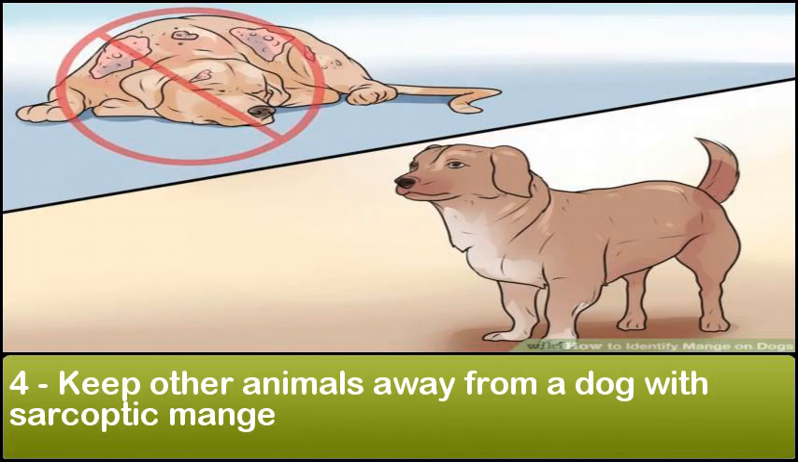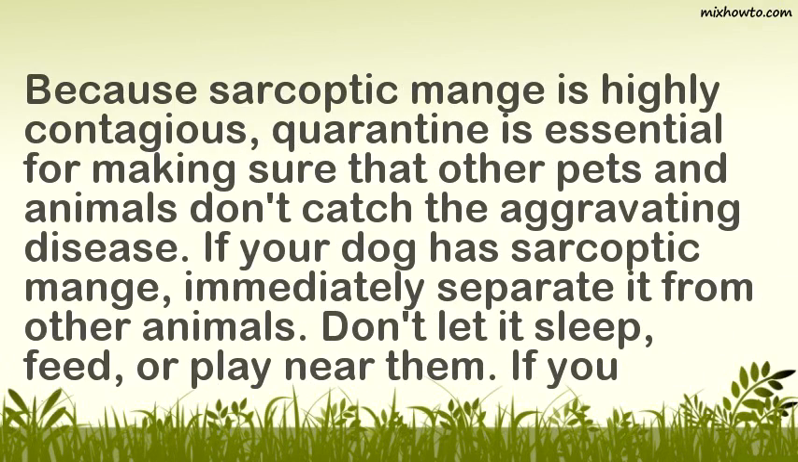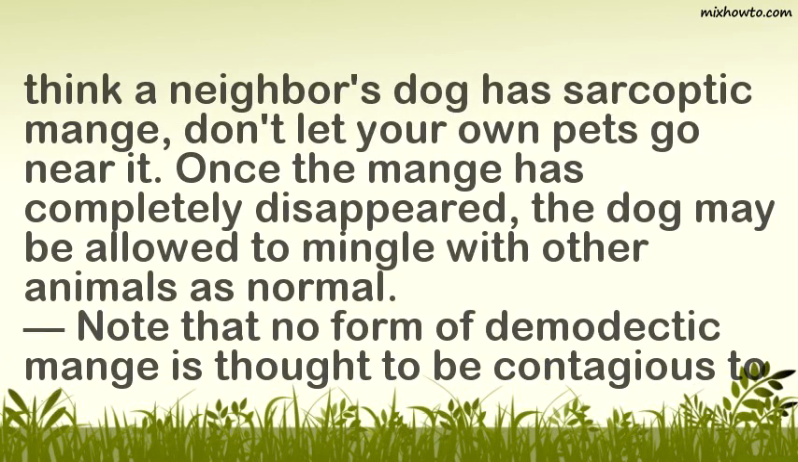4. Keep other animals away from a dog with sarcoptic mange. Because sarcoptic mange is highly contagious, quarantine is essential for making sure that other pets and animals don't catch the aggravating disease. If your dog has sarcoptic mange, immediately separate it from other animals. Don't let it sleep, feed, or play near them. If you think a neighbor's dog has sarcoptic mange, don't let your own pets go near it. Once the mange has completely disappeared, the dog may be allowed to mingle with other animals as normal.